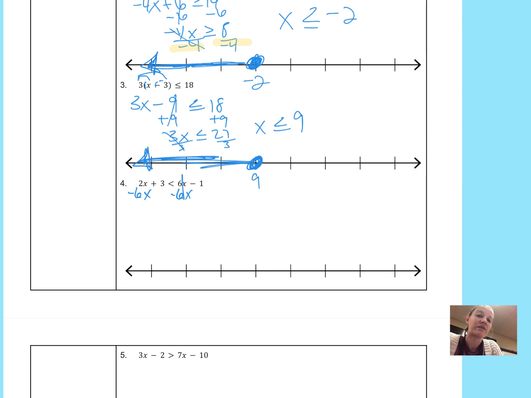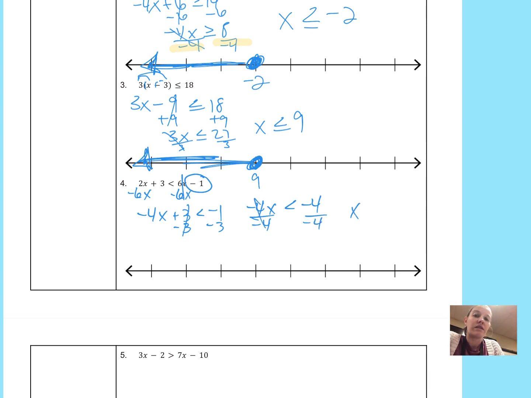2x minus 6x is negative 4x. Then I've got a plus 3, and drop down my less than sign, and this is a negative 1. Don't forget that minus sign has to stay with that 1, becomes a negative 1. And now I can just continue solving like normal. So the opposite of positive 3 is negative 3. So I get negative 4x is less than negative 4. I need to divide both sides by negative 4.